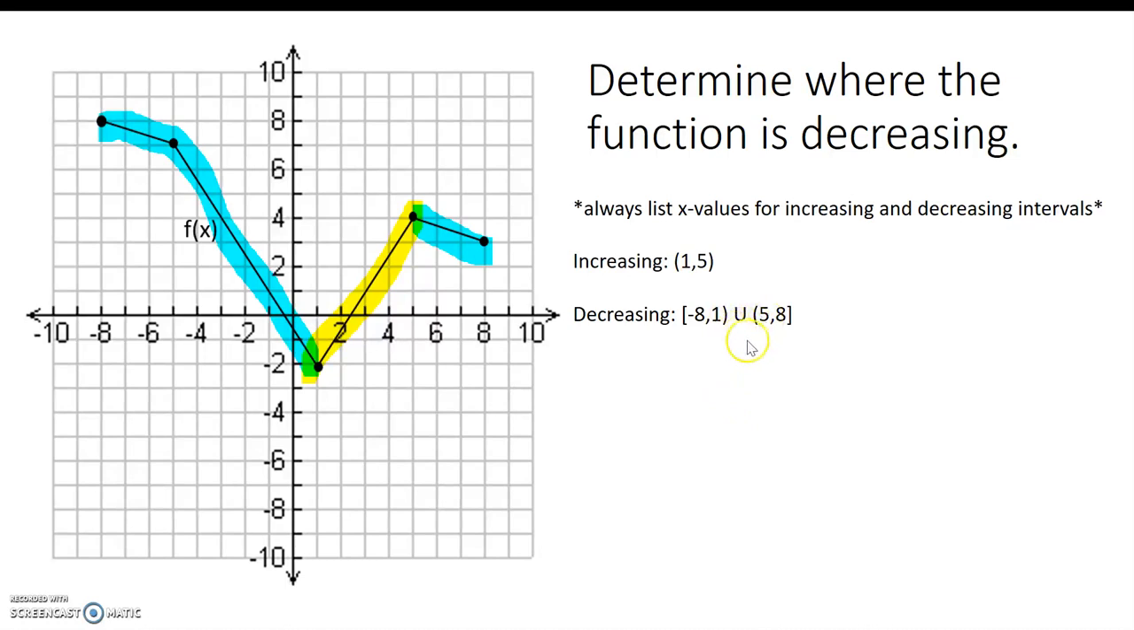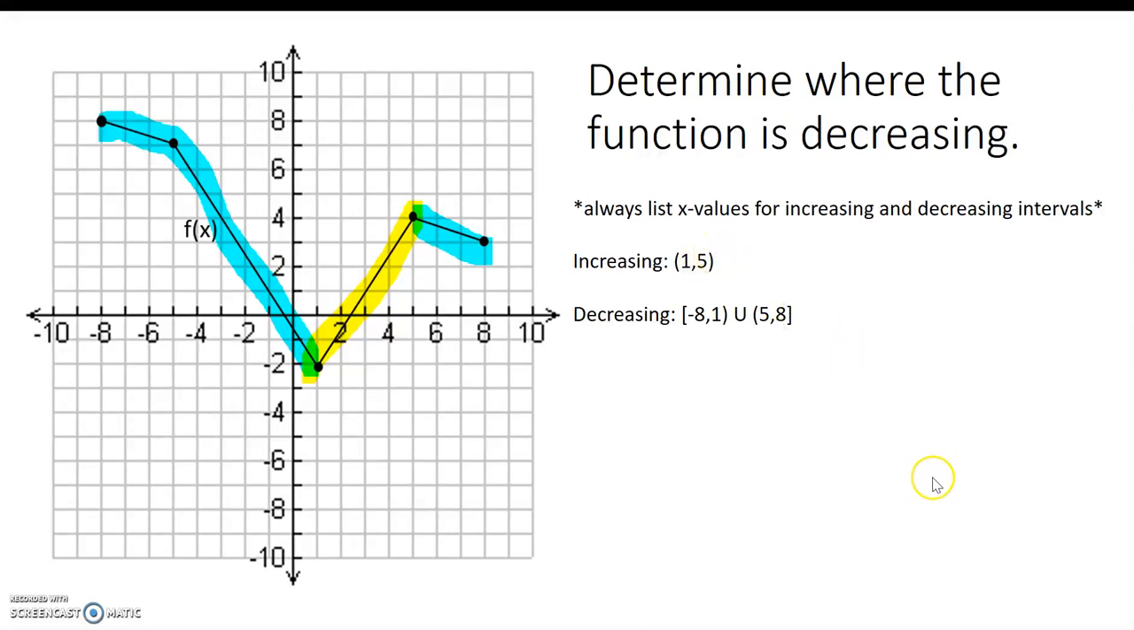But the 1 and the 5 were the places where we switched, here from decreasing to increasing, and here from increasing to decreasing. So with the 1 and the 5, you use parentheses. And notice that if I use the 1 here with a parenthesis, this one should match and also have a parenthesis. And here we have a parenthesis with the 5, so this 5 also has a parenthesis on it.